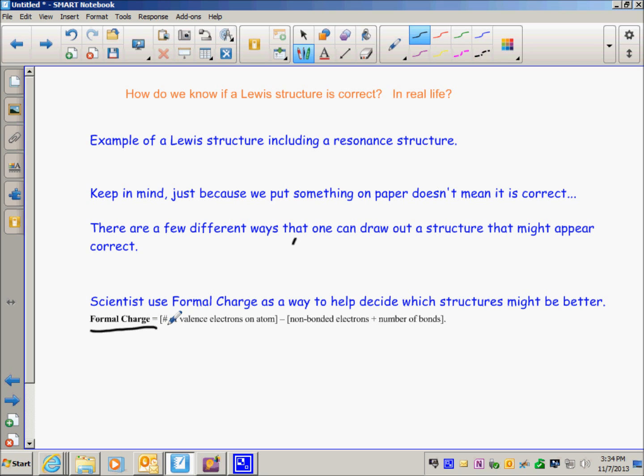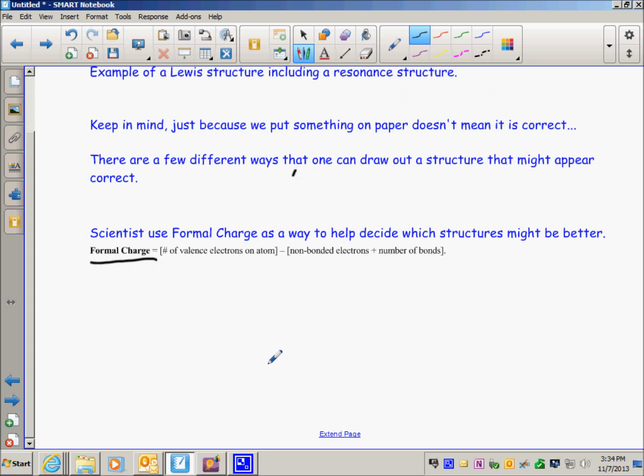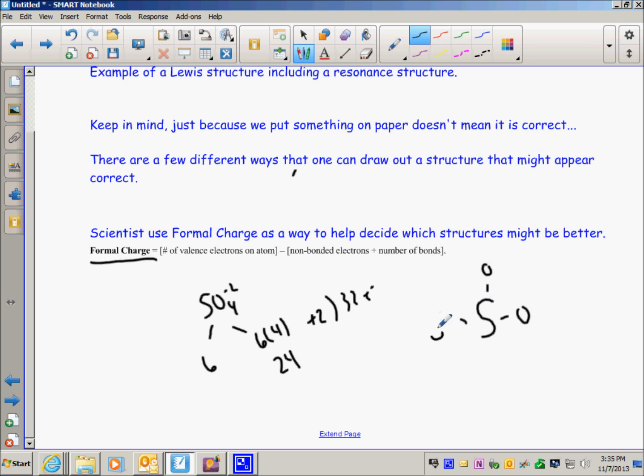A very common example of this is the chemical named sulfate. If you were to follow the general procedure I gave you for drawing sulfate, sulfate minus 2 would be, this guy is going to give me 6, this guy is going to give me 6 times 4 is 24, plus 6 is 30, plus 2 more gives me 32 electrons. So in this case, we have sulfur in the center, oxygen, oxygen, oxygen, and oxygen. Start adding my electrons: 2, 4, 6, 8, 10, 12, 14, 16, 18, 20, 22, 24, 26, 28, 30, and 32.